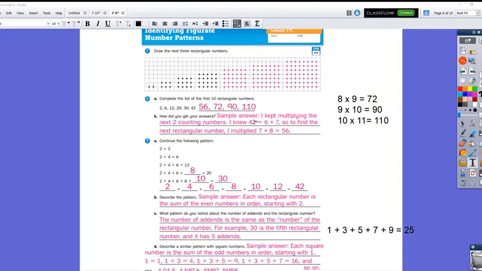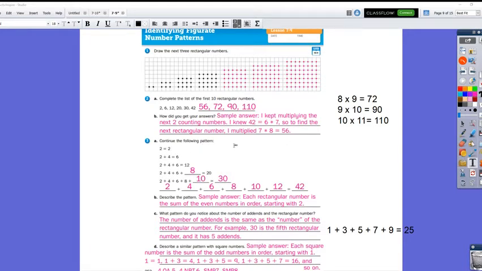Sample answer, you could write something like this. I kept multiplying the next 2 counting numbers. I knew that 42 equals 6 times 7, so to find the next rectangular number, I multiplied 7 times 8. In that same pattern, 8 times 9 is 72, so that would be the next. And then you do 9 times 10 and get 90, which is the next rectangular number. And then 10 times 11 gives you 110, the next rectangular number.